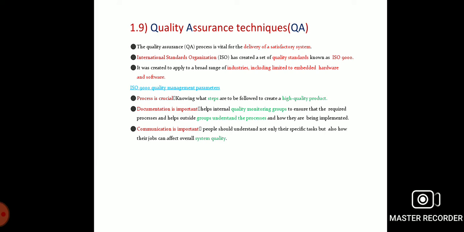The quality assurance process is vital for the delivery of a satisfactory system. As for every software, we are going to discuss embedded software quality assurance. As for every software, there need to be quality assurance techniques for embedded software and embedded hardware, with a specific focus on reliability.